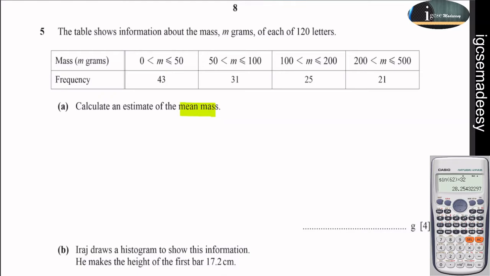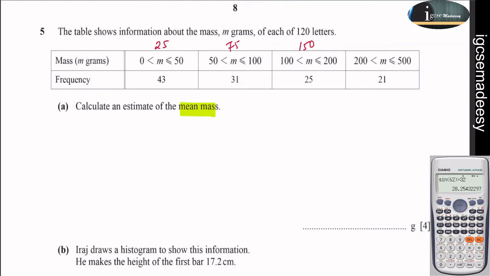So what we can do is find out the mid value of each class interval. We'll add the upper limit and the lower limit and divide by 2. So 50 plus 0 is 50, 50 divided by 2 is 25. That's the mid value of this class interval. And 100 plus 50 is 150, divided by 2 is 75. 100 plus 200 is 300, 300 divided by 2 is 150.